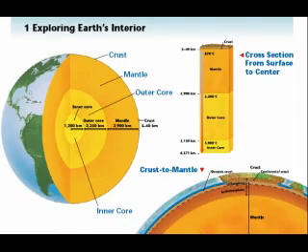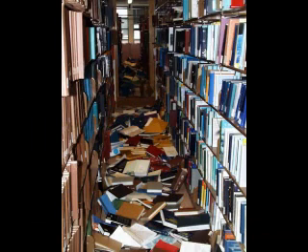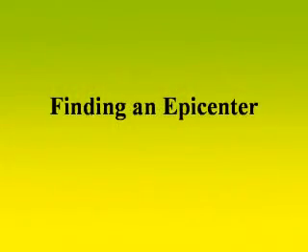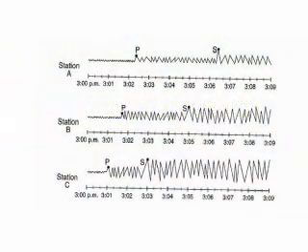Love and Rayleigh waves are surface waves responsible for most of the damage associated with earthquakes. Moving on to epicenter location, you'll need page 11 of your Earth Science reference tables. Go get them. To find an epicenter, you'll first need to examine the seismograms for 3 seismic stations.